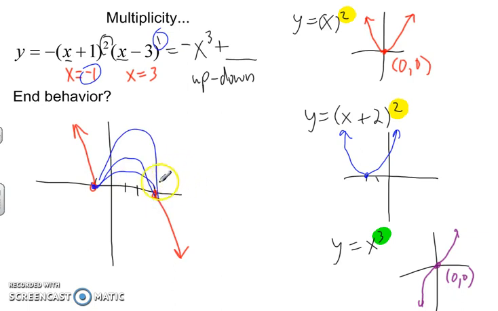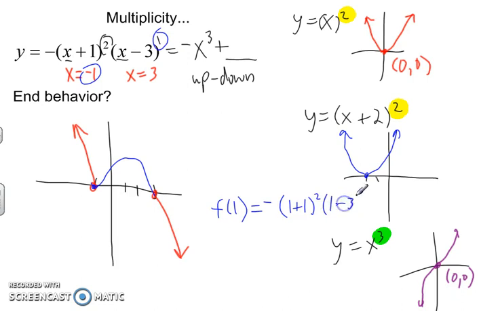So as a double check, it's not a bad idea to plug in one value in between these two things, so I kind of know how big this graph is. So I'm going to plug in maybe 1, anything between -1 and 3. I like to plug in 1. That works. So this would be -1 plus 1 quantity squared times 1 minus 3.